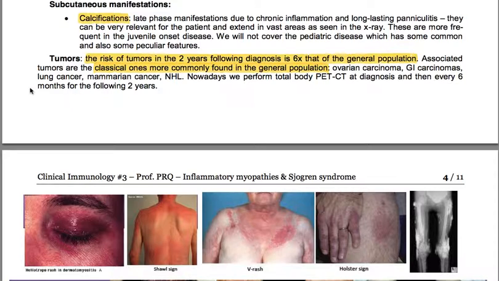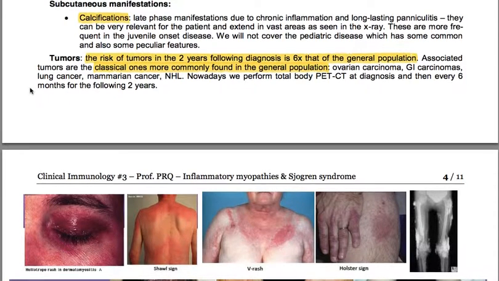Tumors. The risk of tumors in the 2 years following diagnosis is 6 times that of the general population. Associated tumors are the classical ones, more commonly found in the general population: ovarian carcinoma, GI carcinomas, lung cancer, mammary cancer, and non-Hodgkin lymphoma. Nowadays, we perform a total body PET-CT at diagnosis and then every 6 months for the following 2 years.